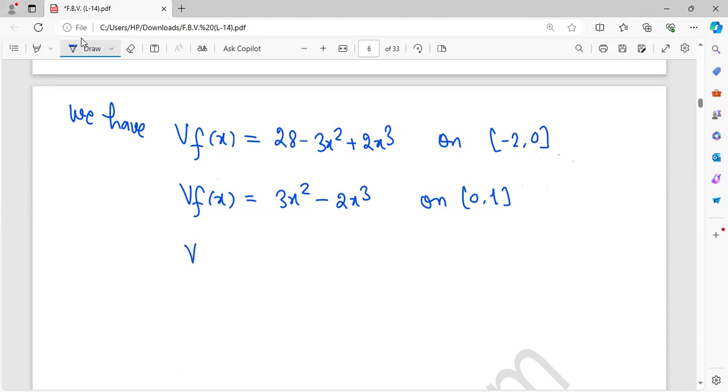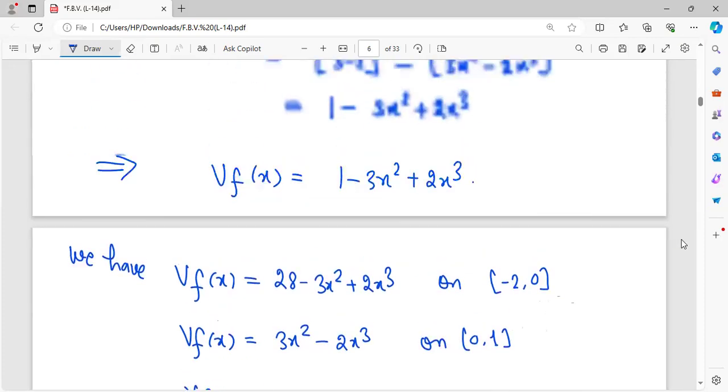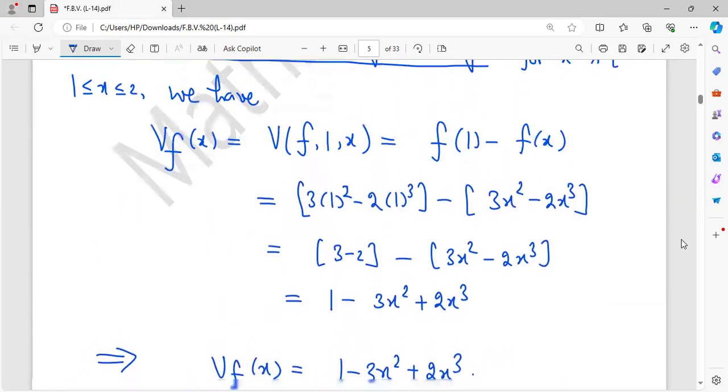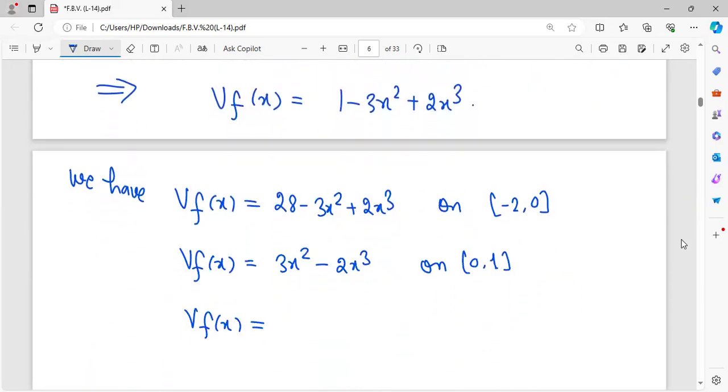And VFX on the interval 1 to 2 was 1 minus 3x square plus 2x cube on 1 to 2.